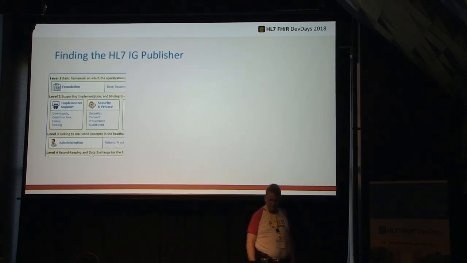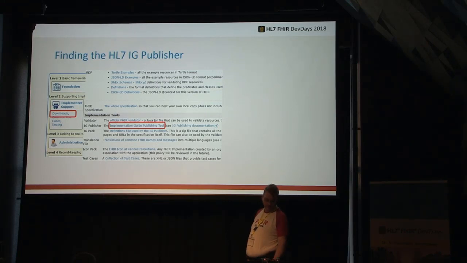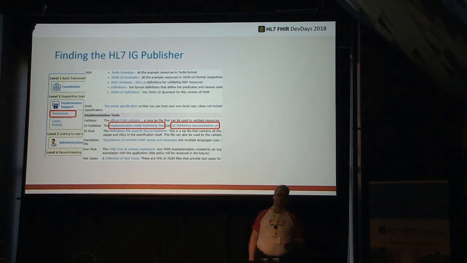If you're interested in locating the IG Publisher, go into the implementer support portion from the home page and click on downloads, which is something that you should explore if you haven't already done so. There's lots of good stuff in there. And if you scroll partway down in that list of downloads, you will see implementation tools, and within that you will find the implementation guide publisher, as well as a link to the documentation. Don't try to use the IG publisher without looking at the documentation. It's not a good idea.